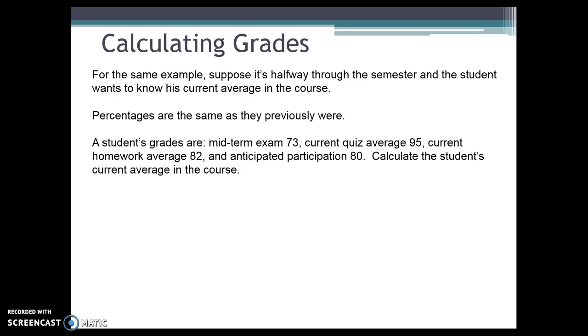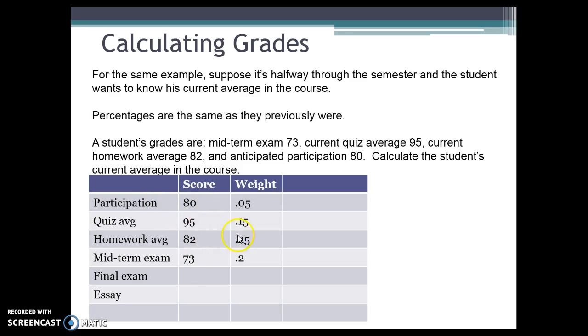So now suppose it's halfway through the semester and the student wants to know his current average in the course. We use the same percentages as we previously had. And here's what the student knows so far. They've gotten a 73 on the midterm. Currently they have a 95 quiz average, and currently they have an 82 homework average. The student anticipates his participation grade will be 80. So what's his current average in the course?